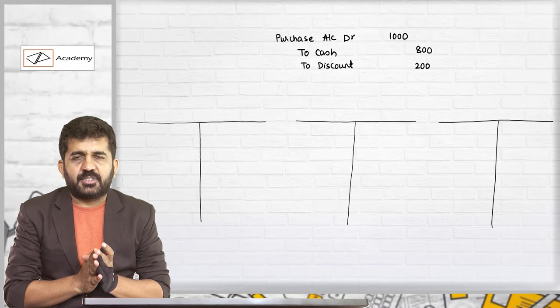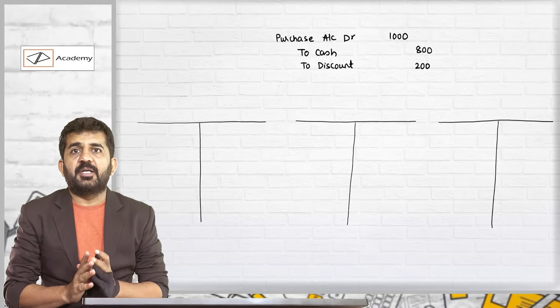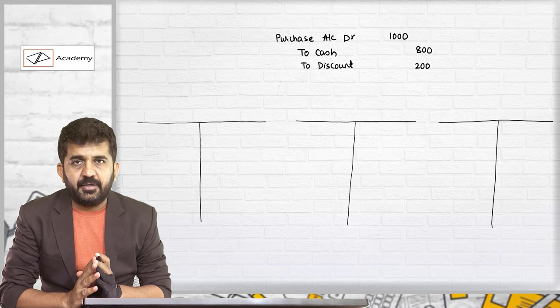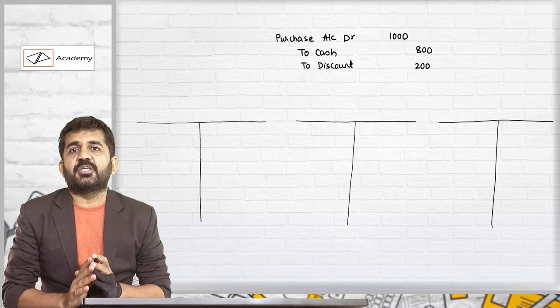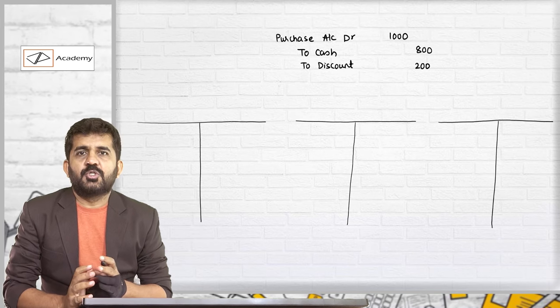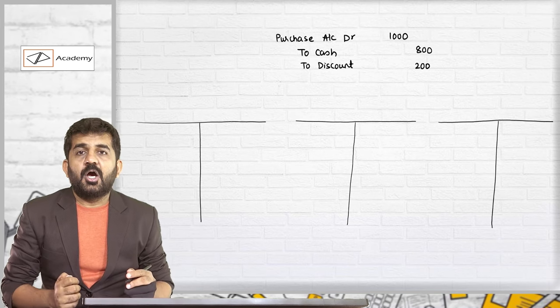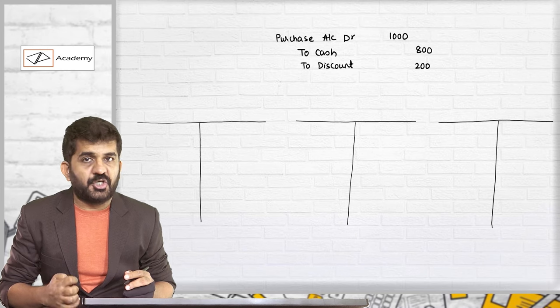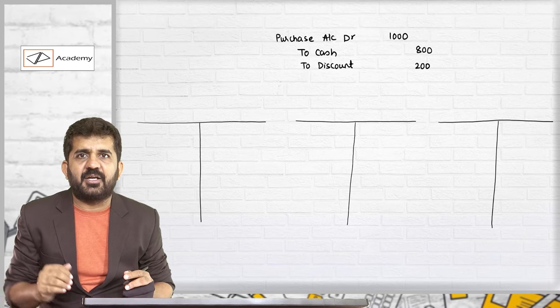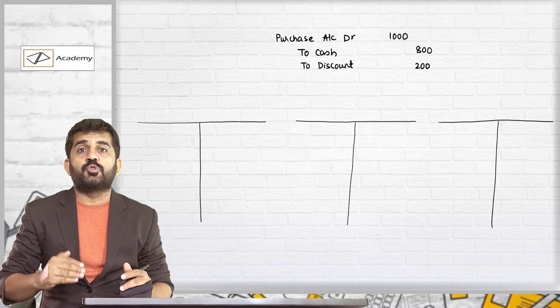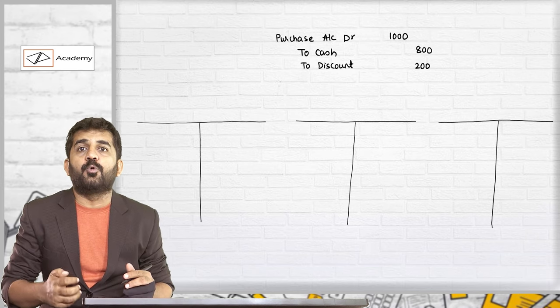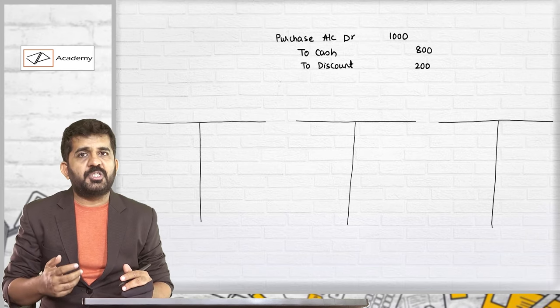So what we are going to start in this lecture is, first we will be learning posting of a journal entry where the transaction is having more than two effects. If there are three effects, how to post that transaction? Because if there are two effects, one debit and one credit, we know how to speak that journal entry and how to post that journal entry. We post it in two manners.